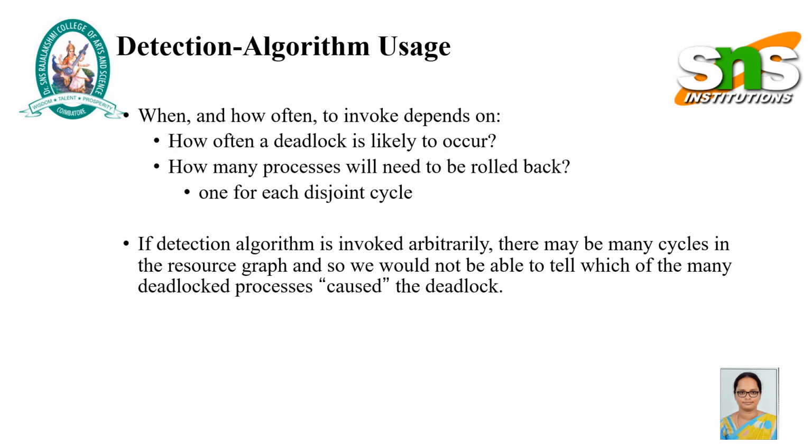Detection algorithm usage. When and how often to invoke it depends on how often a deadlock is likely to occur, and how many processes will need to be rolled back, one for each disjoint cycle. If the detection algorithm is invoked arbitrarily, there may be many cycles in the resource graph, and so we would not be able to tell which of the many deadlocked processes caused the deadlock.